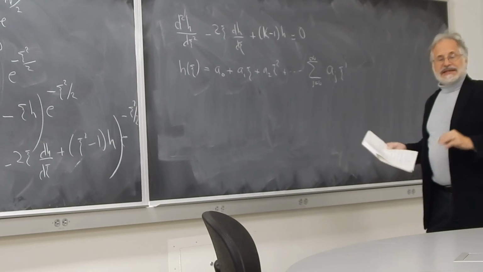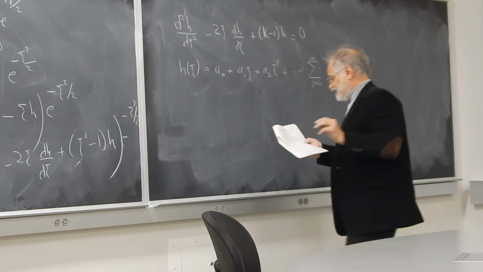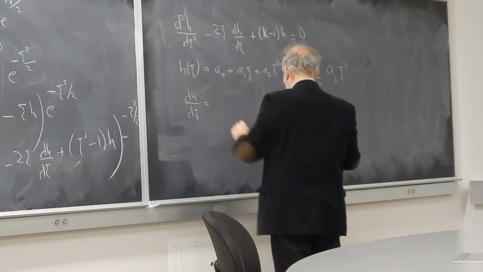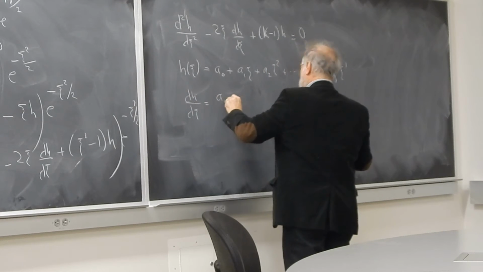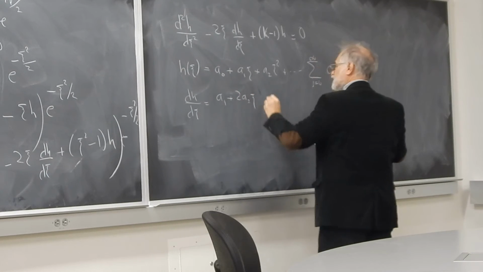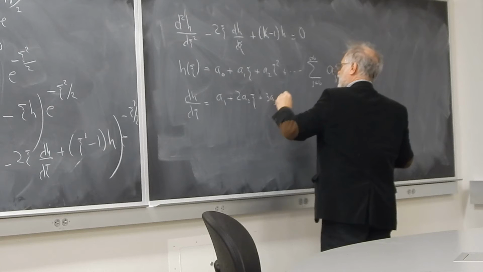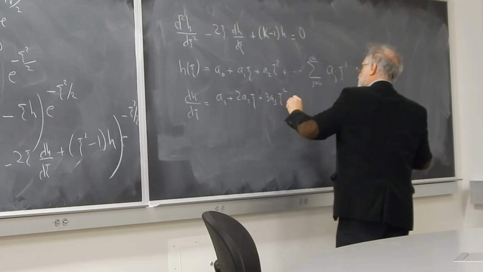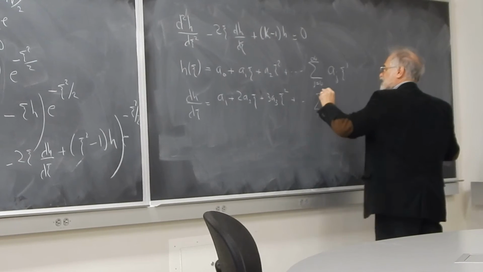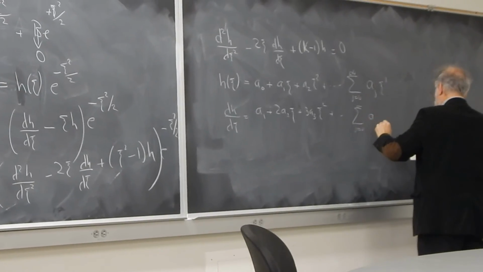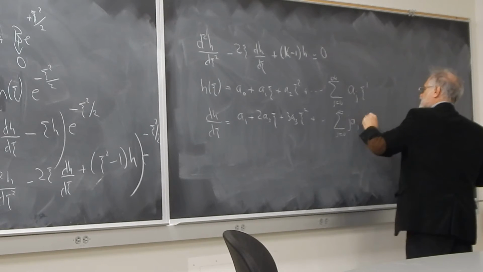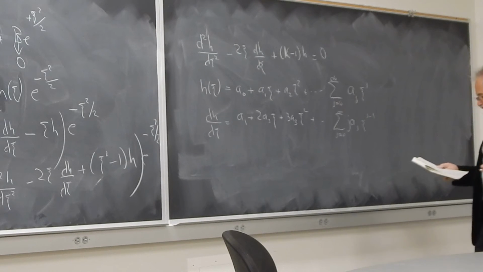Oh boy, let's differentiate this series term by term. So dh dc would be equal to a1 plus 2a2 times c plus 3a3 times c squared plus all the way out. And of course, that would be the sum from j equals 0 to infinity of a sub j times j, c to the j minus 1. So that's the first derivative term.